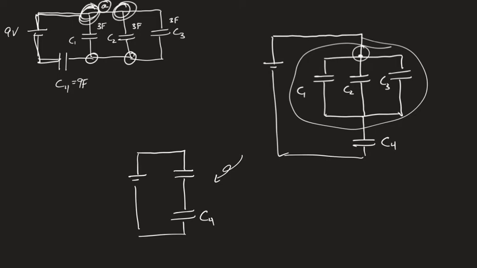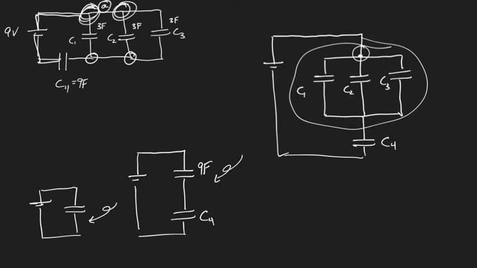Stepwise reduction. So I have 3 of them in parallel. I add them together. This one's got to be 9 farads because they're all 3 farads. Now I have something smaller. It's in series. I can reduce it in my next step.